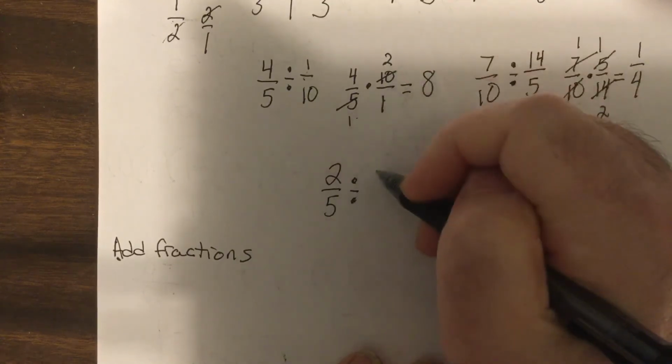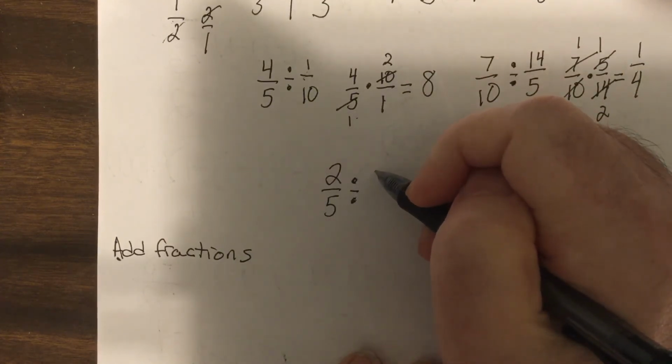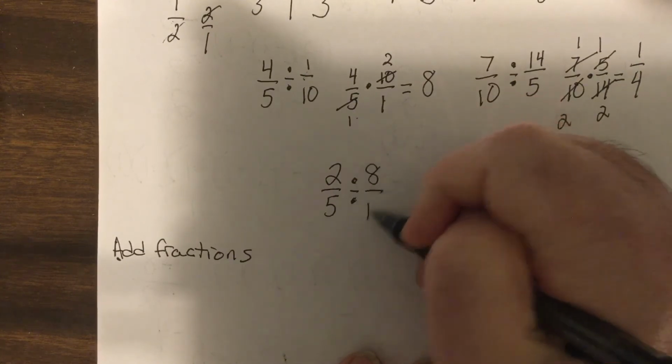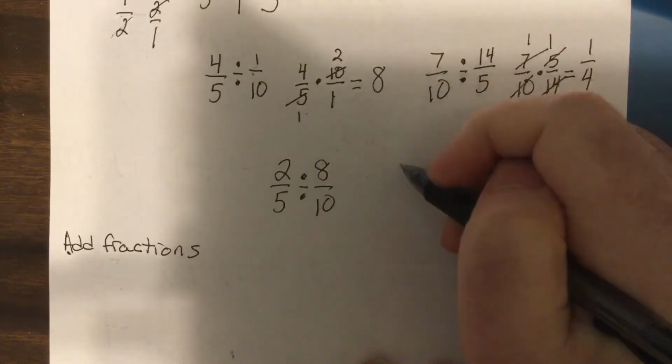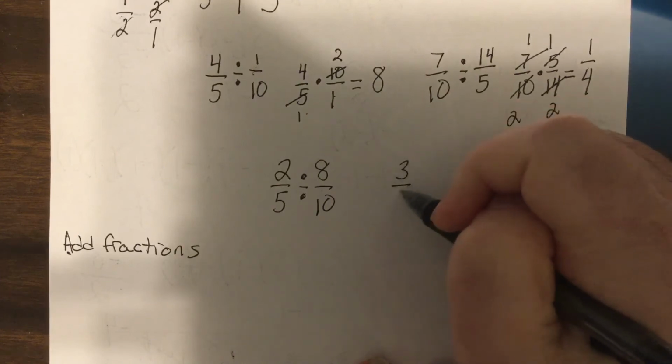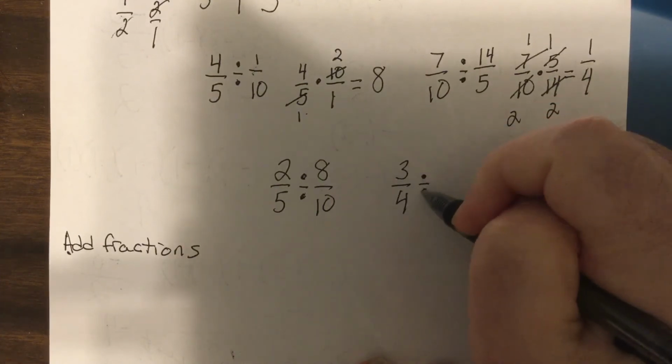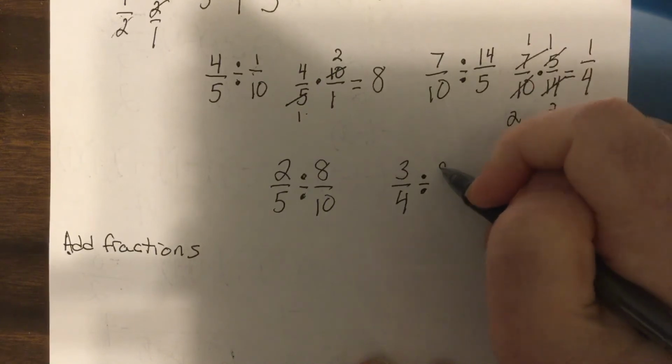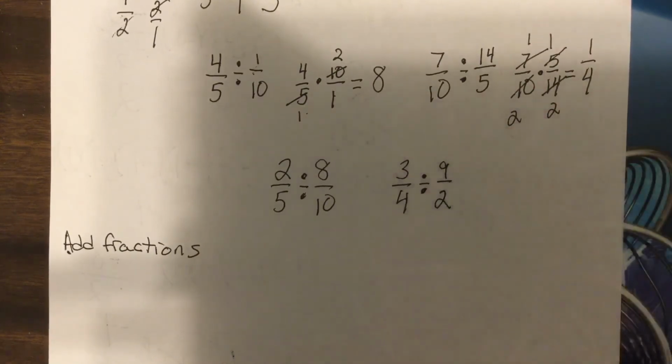So do, let's see, 2/5 divided by 8/10. And then 3/4 divided by 9/2. Do those 2 for me, and then we'll be done for the day.